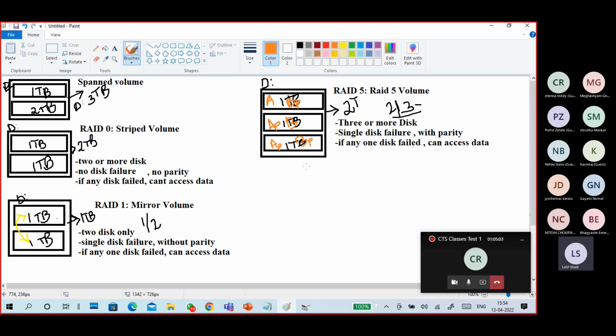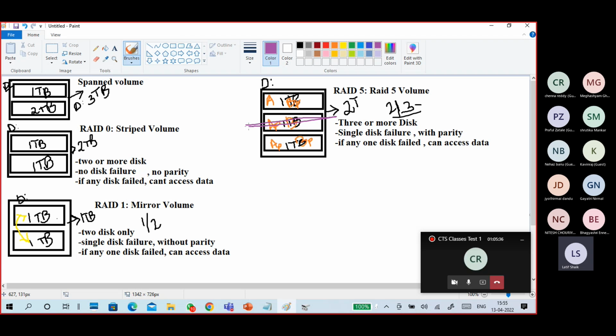Okay, the data's parity bits are stored in another disk. What is the advantage of that? If a single disk fails, for example this disk, you remove the disk and reinsert a new disk. Now, automatically, the data will be regenerated as on the old disk.